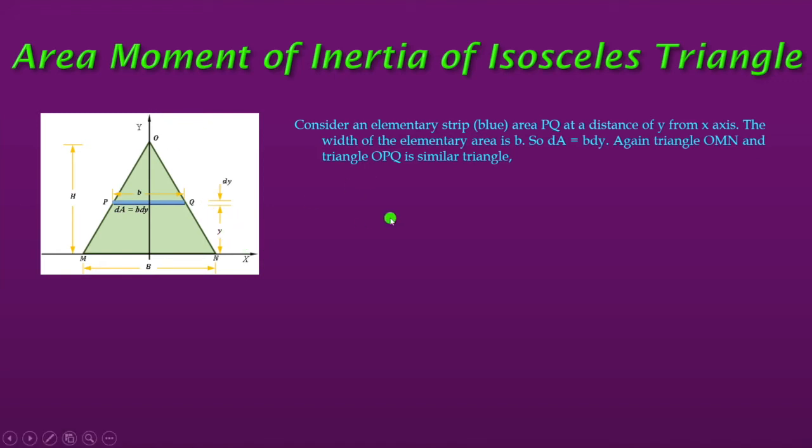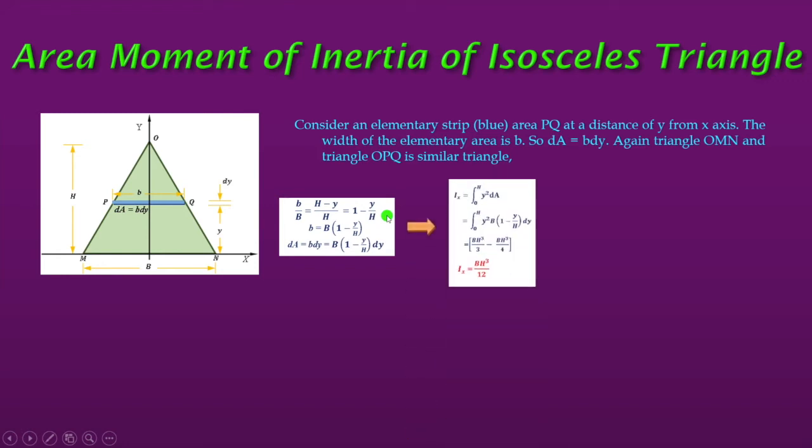Now, to find that, we know the formula Ix equals the integral of y square dA. Then we have to define this dA, the smaller area. Consider an elementary area dA at a distance of y from the x-axis, and thickness dy. As the thickness dy is very small, we can consider this elementary area as a rectangle, and then the area of this elementary area equals b dy.